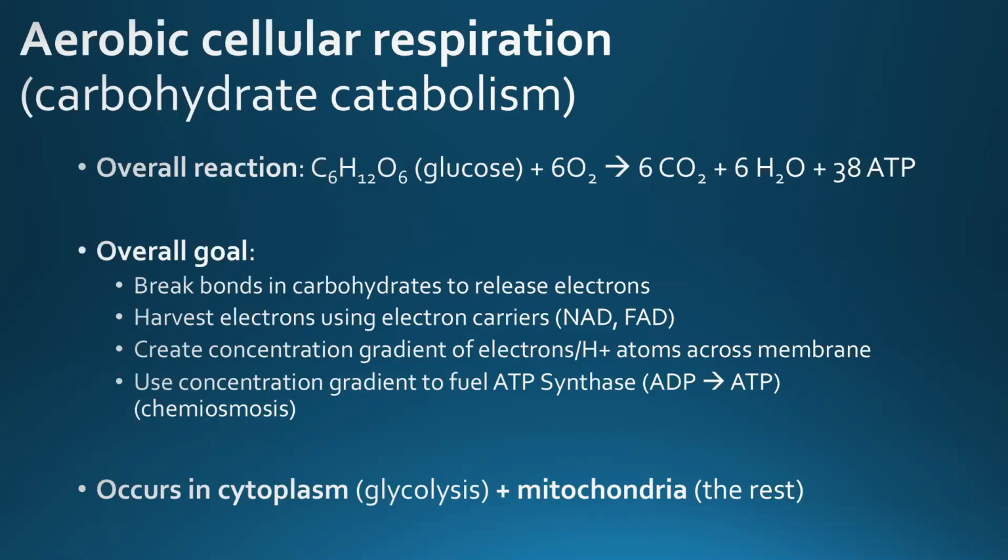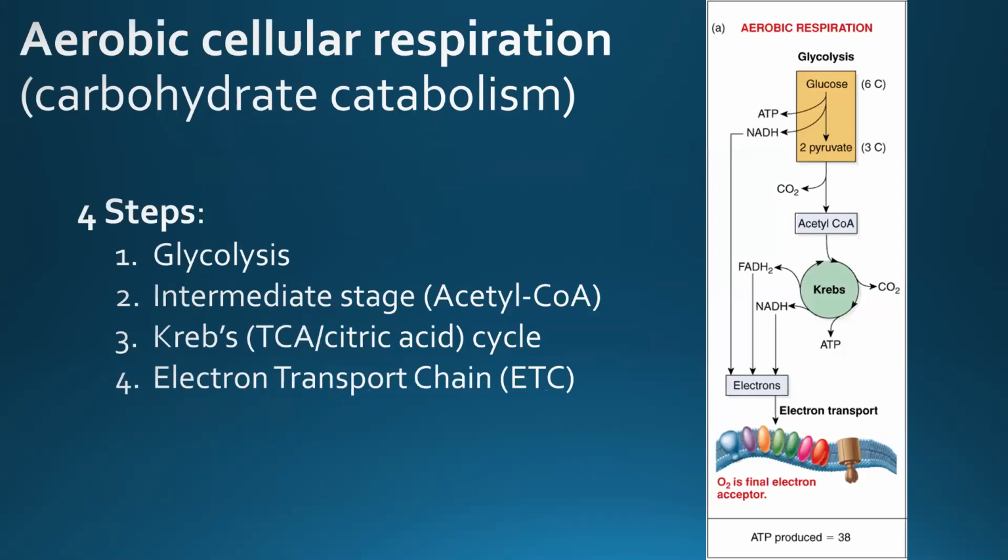Now, the process of aerobic cellular respiration occurs in 2 locations. First, you're starting off in the cytoplasm. So glycolysis will occur in the cytoplasm, and we'll talk later on why it occurs in the cytoplasm. And then the rest of the processes, which include pyruvate oxidation, the Krebs cycle, and the electron transport chain, all will occur in the mitochondria.